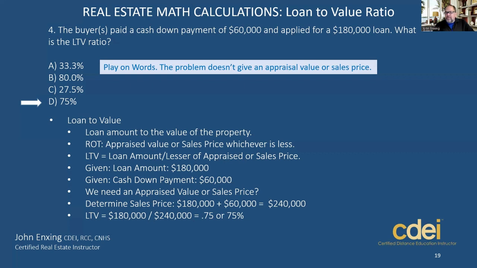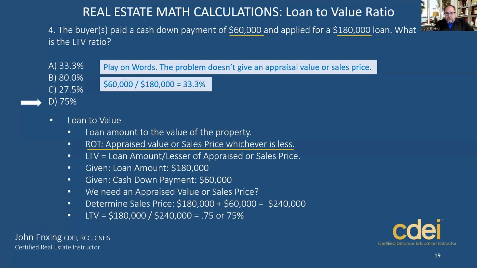The problem doesn't give an appraisal value or the sales price, just like we mentioned, okay? Gives you a down payment of 60. It gives you a loan amount of 80,000. So you got to stop and think. By theory, I know LTV is the loan to value of the property. It's the loan amount divided by the sales price or appraisal value, whichever is less. I don't have a sales price. I don't have an appraised value. So how am I going to calculate this? Okay. So you have to really be attentive when it comes to this.